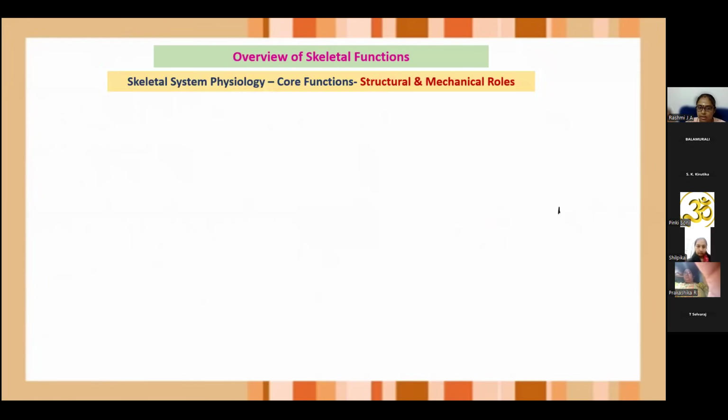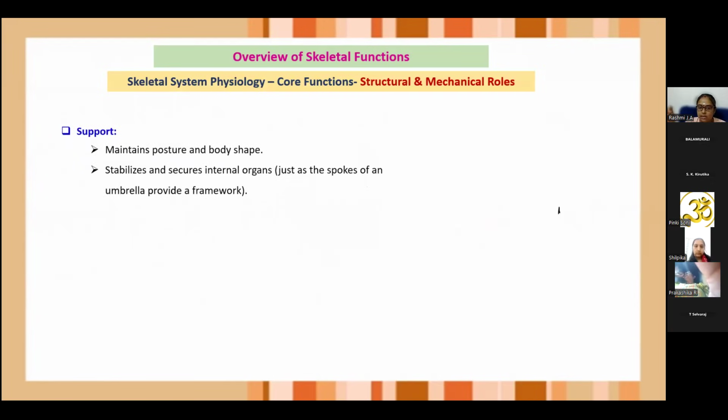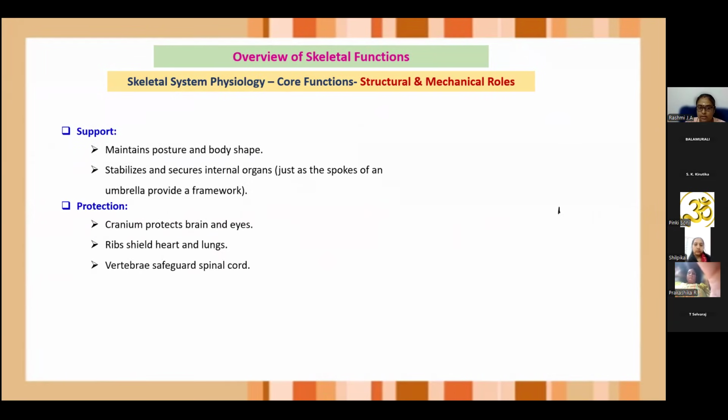Overall skeletal functions. The first one, it supports posture and body shape. It stabilizes and secures the internal organs. This is just for a recap only. I'm telling all these things again. Then protection: cranium protects brain, eyes, and all other internal soft tissues. Then rib shield, heart and lungs. Vertebral safeguards the spinal cord.